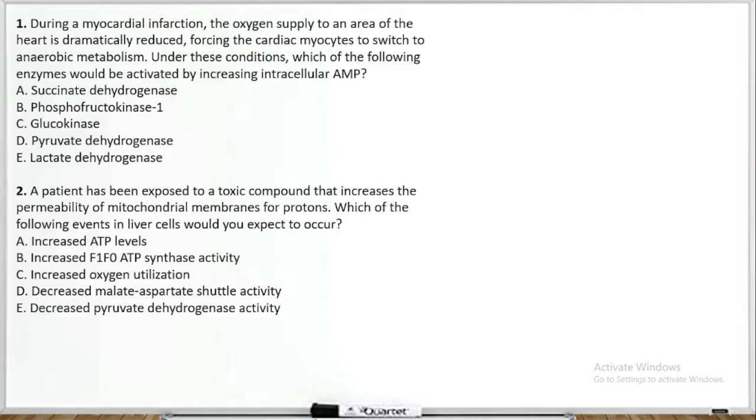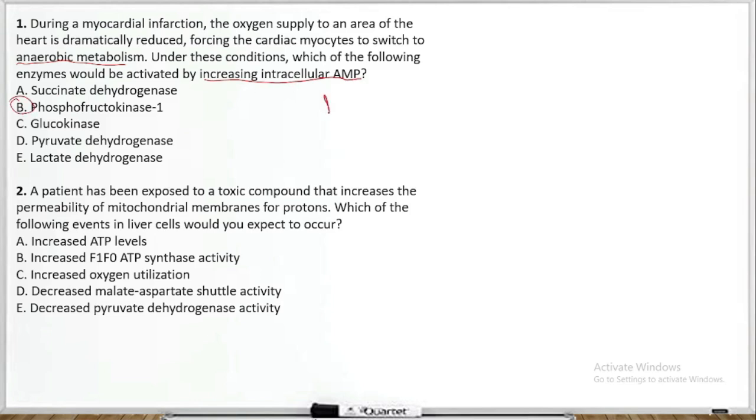The first question says, during a myocardial infarction, the oxygen supply to an area of the heart is dramatically reduced, forcing the cardiac myocyte to switch to anaerobic metabolism. Under these conditions, which of the following enzymes will be activated by increasing intracellular AMP? The answer is phosphofructokinase 1.